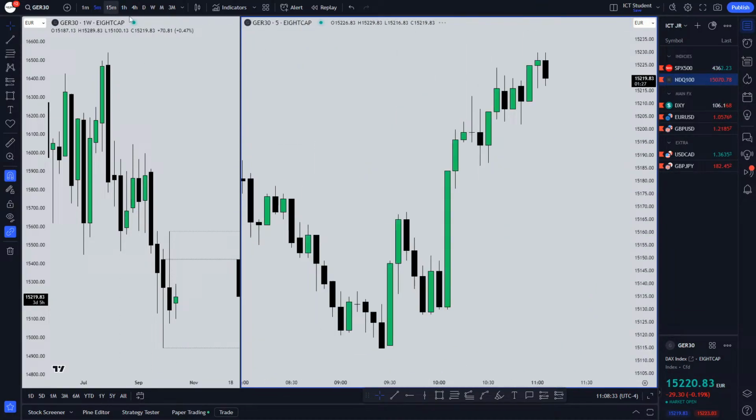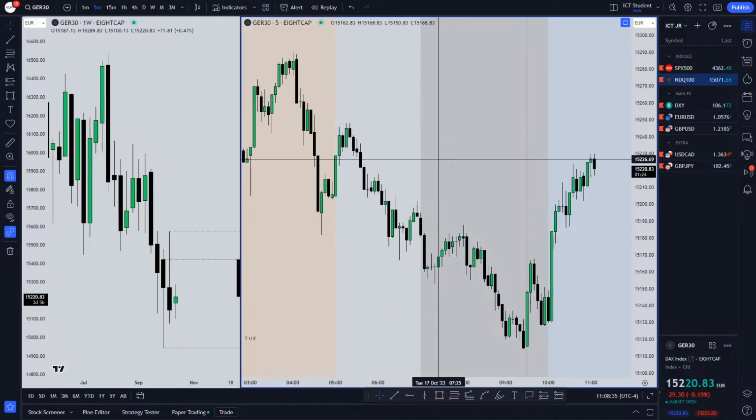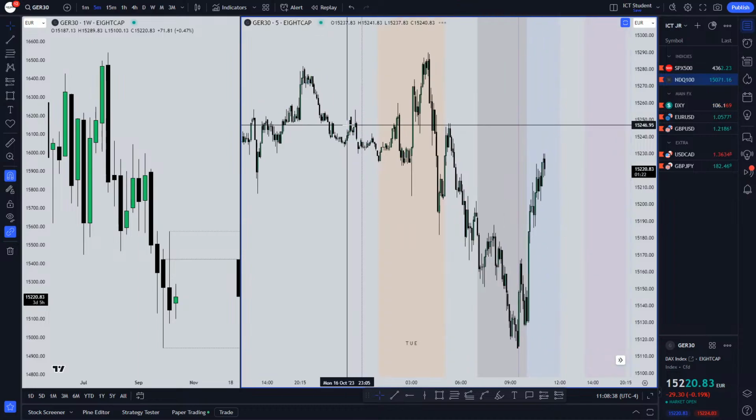Some days it'll move pretty good, but some days it won't, you know. It just depends. Usually they're in London. You can see London offers a lot better movement. So yeah.